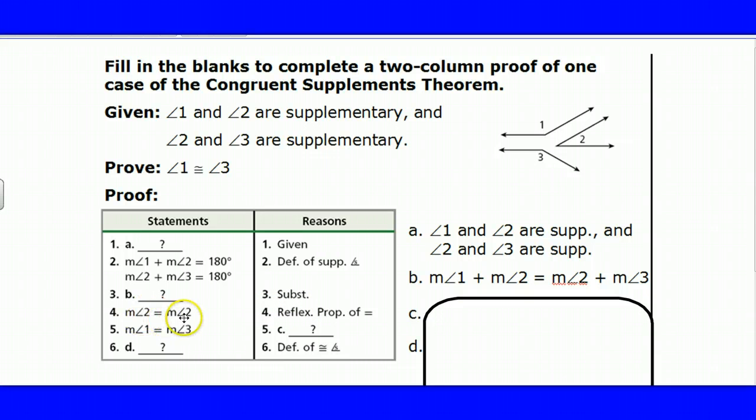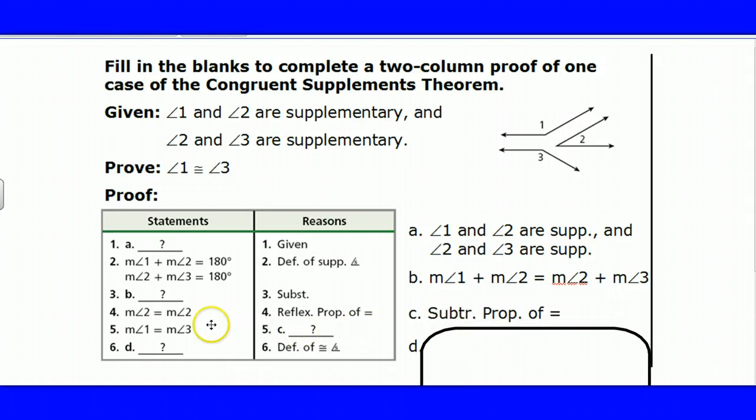All right, so now we're going to say the measure of angle 2 equals the measure of angle 2. This is the reflexive property of equality. We just saw that in the previous proof, right? And why are we saying that? We're saying that because we're going to use step 3. Look at that, these two are equal. And because the entire expressions are equal, we're now going to say angle 1 and angle 3, those measures are equal. And why can we say that? The subtraction property of equality. So we have subtracted the measure of angle 2 from both sides of the previous step, or step 3.